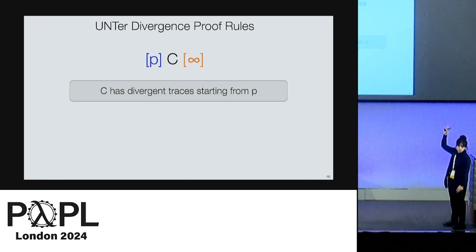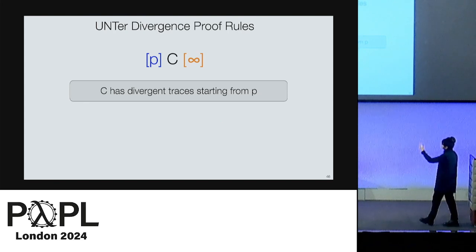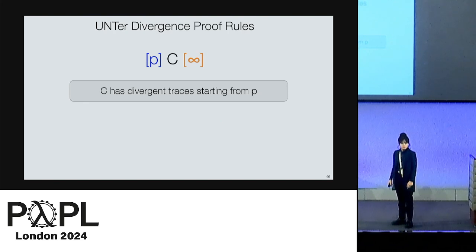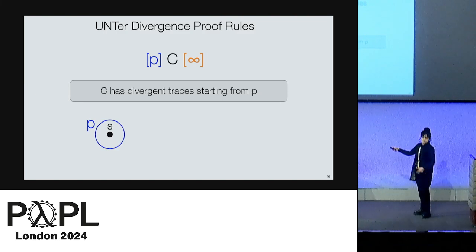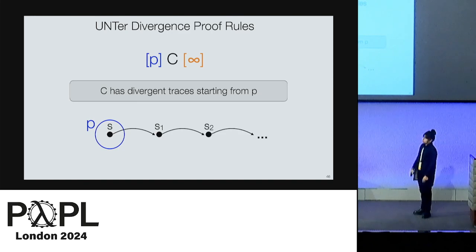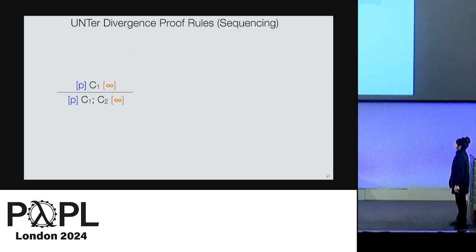So we're going to write triples like this, P C infinity, to mean that C has some divergent trace starting from P. So pictorially, again, this is my initial state P. What I want to show is that there is some state that if I start from there, I can keep on forever, ad infinitum, and never terminate. So how should we do this?